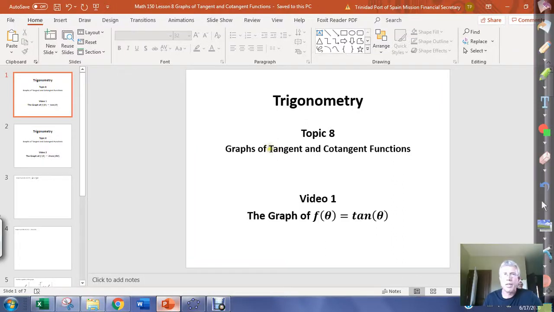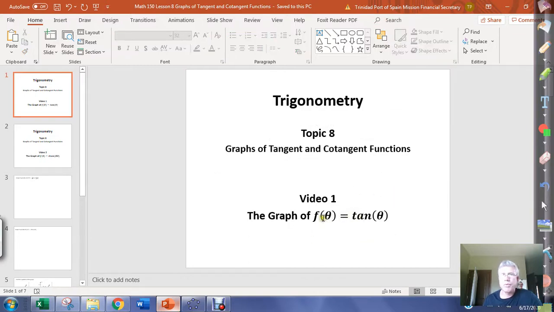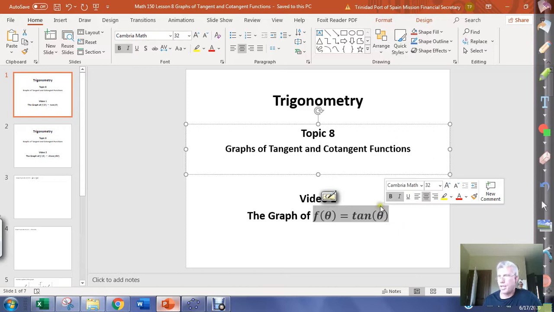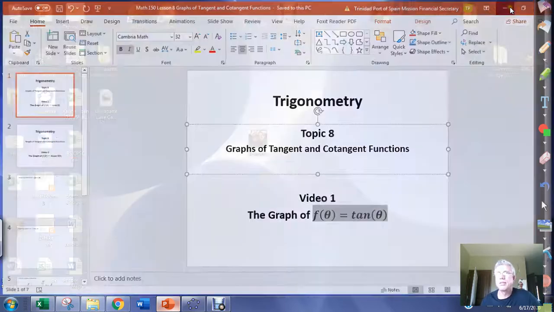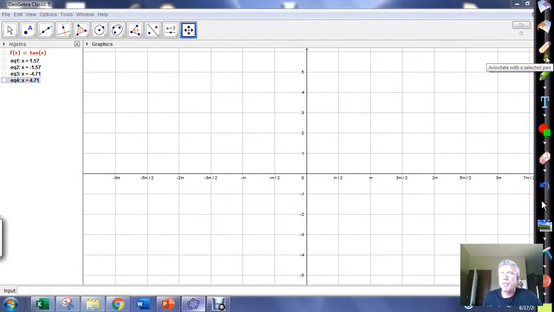So for topic 8, we're going to look at how to graph the cotangent and tangent functions. And we're going to start off with trying to justify why the graph of the tangent of theta looks the way that it does. So the key with understanding the graph of the tangent function is to keep in mind how it's been defined. And what we want to remember in particular is that the tangent of an angle theta has been defined in the xy plane as the ratio of y to x, or y over x.